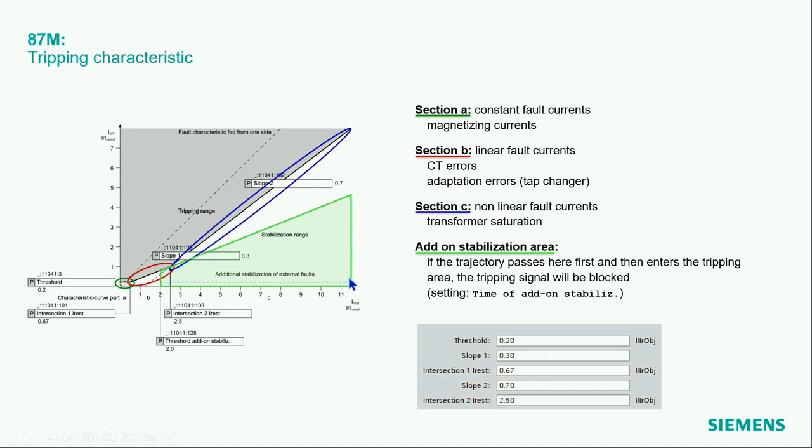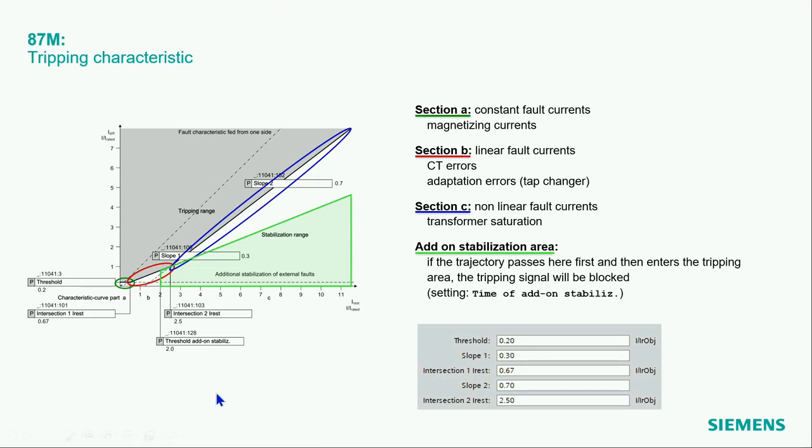And then you see here an add-on stabilizing area. This is also used to overcome problems with CT saturation, current transformer saturation, because if we have external faults or not a faulty situation, then I will not have a differential current right at the beginning. I will get a differential current because one current transformer saturates after some time, and the trajectory will go in here and then go up. And if we enter that tripping area here, then we will block this tripping for a certain time because we know we went through this add-on section here, so this cannot be an internal fault, roughly spoken. I cannot go into the details here.